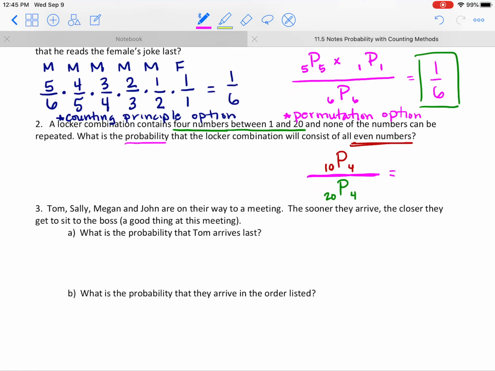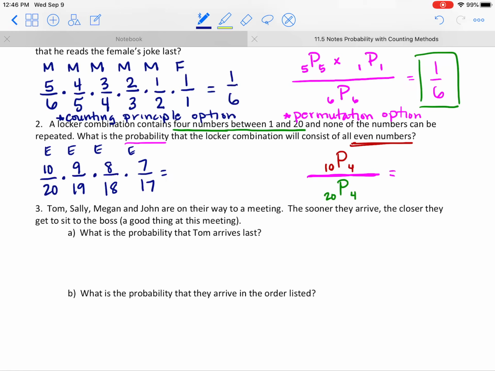Now if you would like to see this the other way, we want an even number, another even number, another even number, another even number. So the first time we go to choose an even number, there are 10 even numbers out of the 20 numbers total. Now once that even number is placed, there's only going to be 9 even numbers left out of only 19 numbers total. And then there's going to be 8 evens left out of 18 total. And there's going to be 7 evens left out of 17 total.